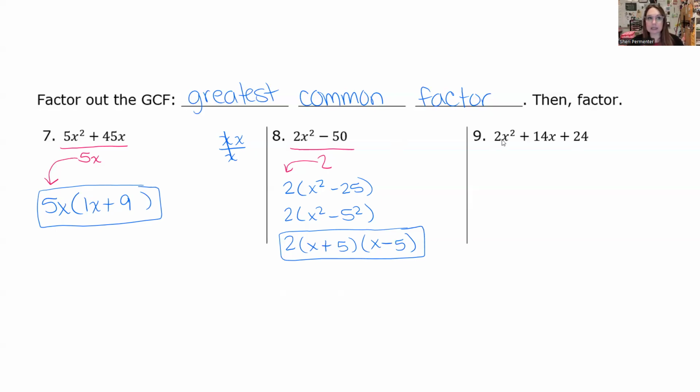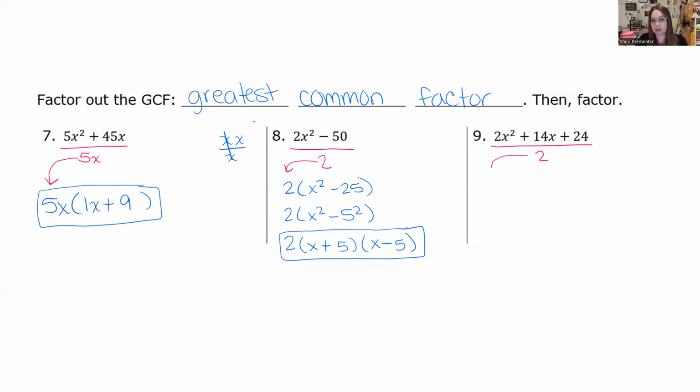So I noticed that this is not a equals 1. And so the first thing that I want to check for is a GCF. Are they all divisible by 2? Is 14 divisible by 2? Is 24 divisible by 2? Okay, so let's factor out a 2. And they don't all have an x. This one's missing an x, so I can't pull out an x. So all I can do is factor out a 2.